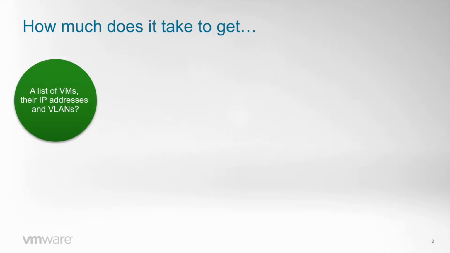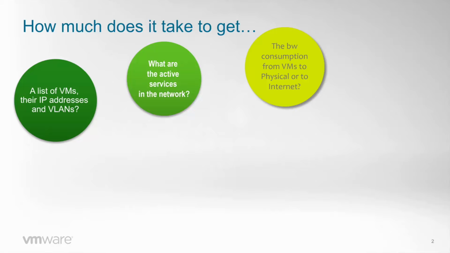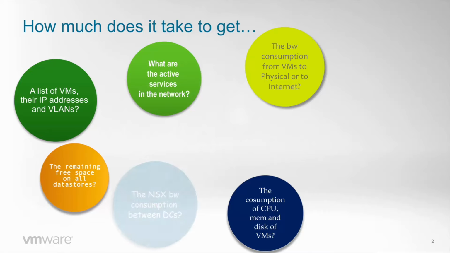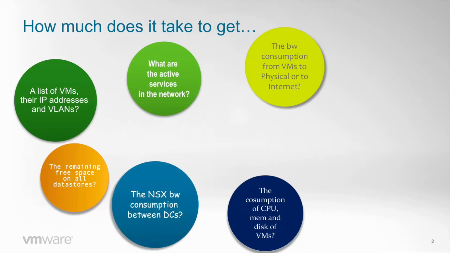Or how much time would it take you to determine what are the active services in the network? Or how would you calculate the bandwidth consumption from VMs to the physical infrastructure or to the internet, for example? Or do you have any visibility on the performance and consumption of CPU, memory and disk of your VMs? Do you have a clear view and understanding of how much free space do you have in all your data stores? And when connecting data centers with NSX, do you have any idea of how much bandwidth is in use?